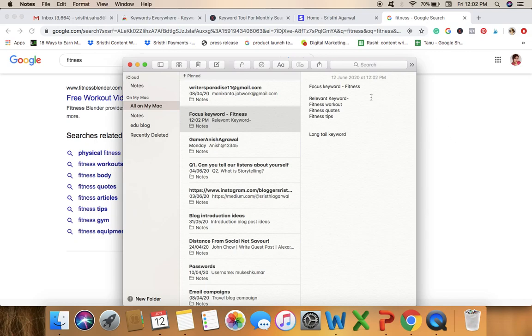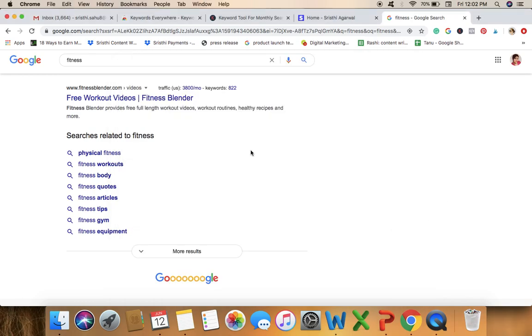Long tail keyword means, see, fitness has just one word in it. When we come to relevant keywords, there are like 2 words in it. Long tail keywords are going to be like a phrase, so there will be 3 words or 4 words or probably 5 words in it.